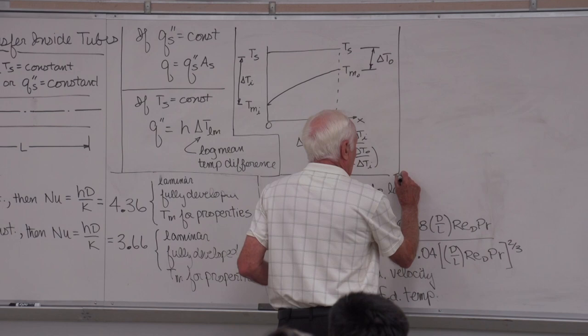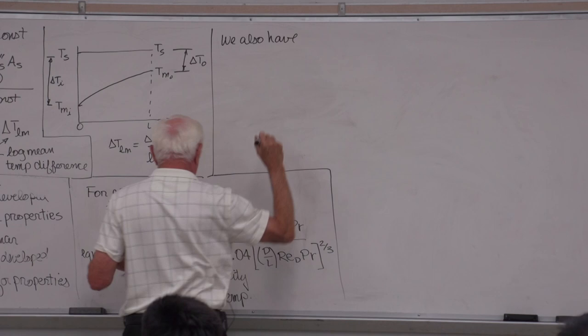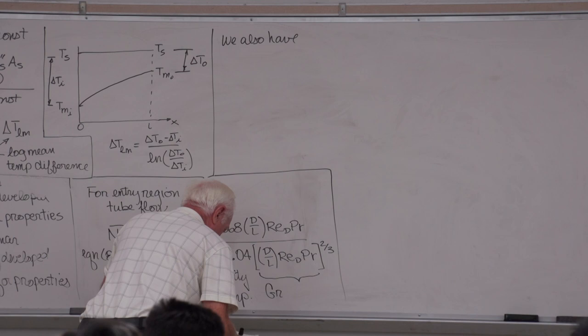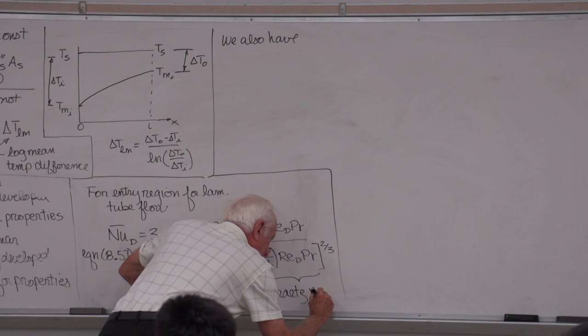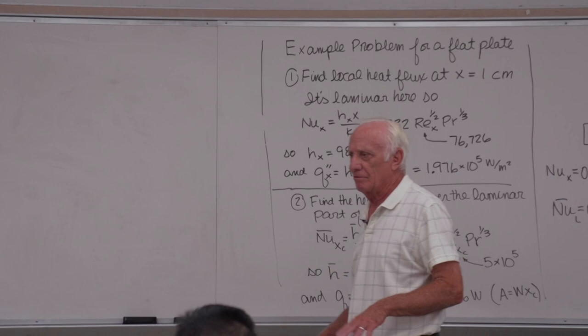Oh, by the way, before I forget it, this part right here in the brackets is called the Graetz number. A dimensionless parameter. Again, we engineers love dimensionless parameters, so rather than D over L, Reynolds, Prandtl, let's simplify the world and call it the Graetz number.